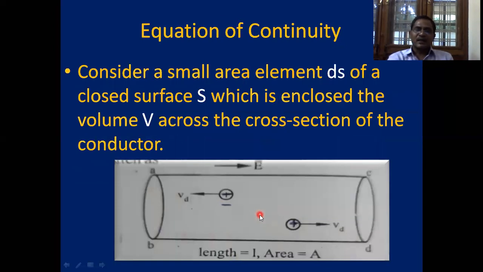Here we are considering a small area element in this cross section. Along this cross section, you assume a small area element dS of this closed surface S, which encloses the volume V. So this is the total closed surface area. Of course, the length of this conductor is L, and the area is capital A. In this, you consider a small finite volume V. So that closed surface is capital S. On that, again, I am considering the small area element dS across the cross section of this conductor.